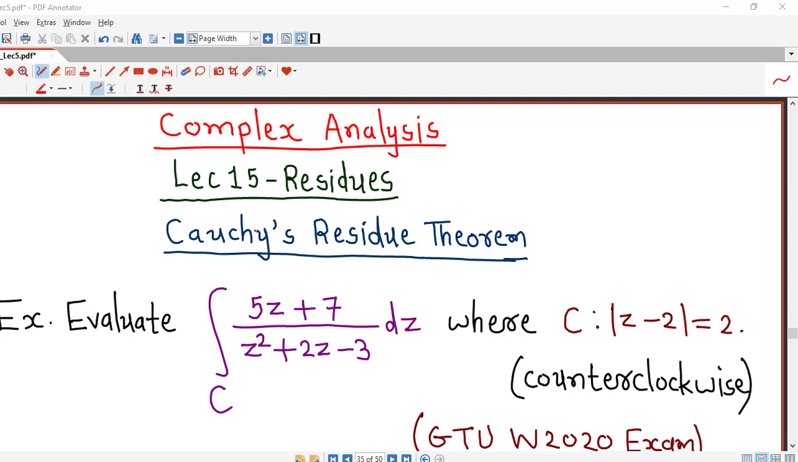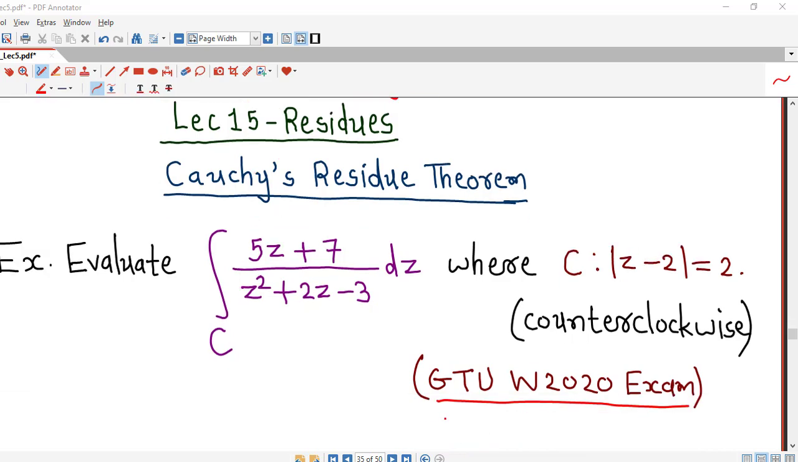In this lecture also we are going to discuss one more example which was asked in GTU Winter 2020 examination. So let's try to evaluate this complex integral. We are asked to evaluate the integral of the function 5z plus 7 over z square plus 2z minus 3, where C is the circle with center 2 and radius 2.